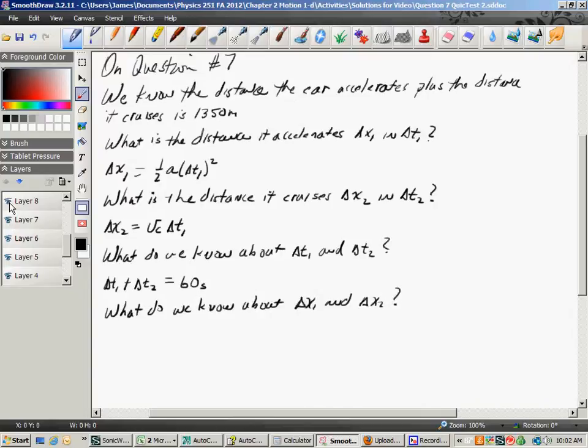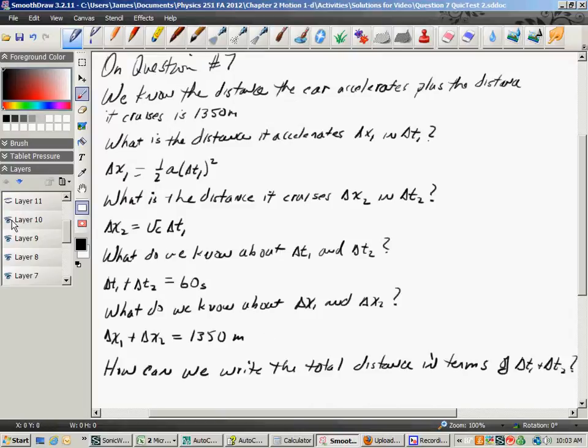What do we know about the distance through which the acceleration happens, and the distance through which we cruise? Pause, write it down. We know that the sum of delta x1 and delta x2 has to equal 1,350 meters.